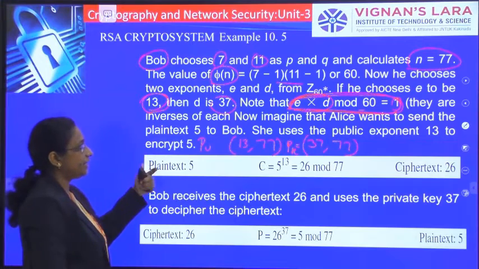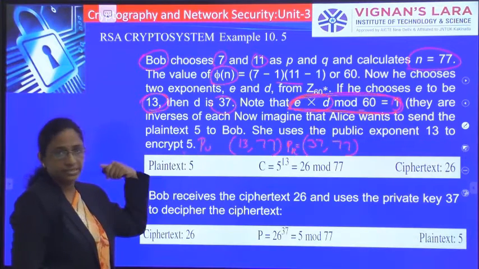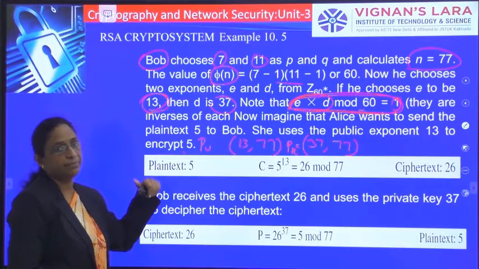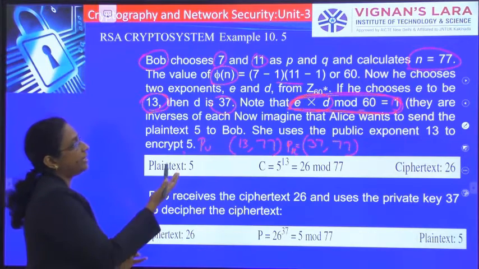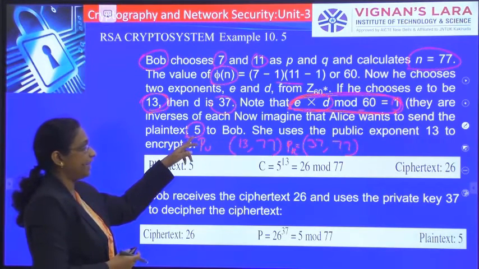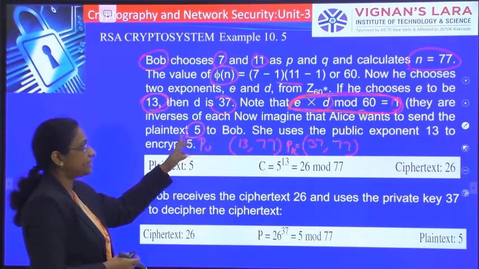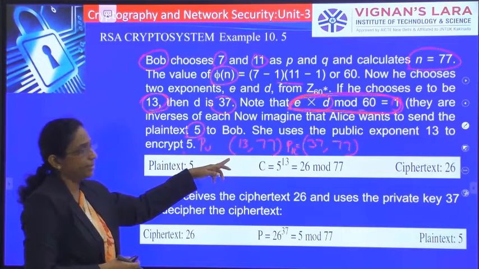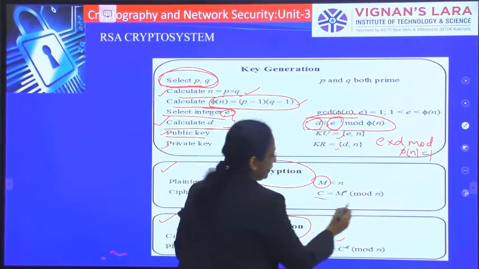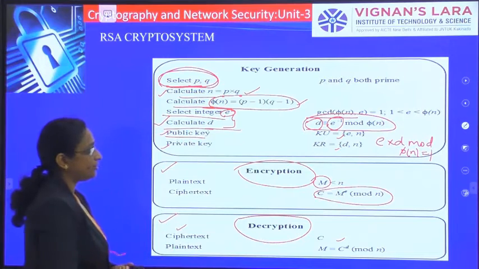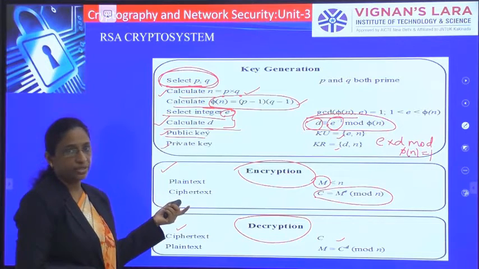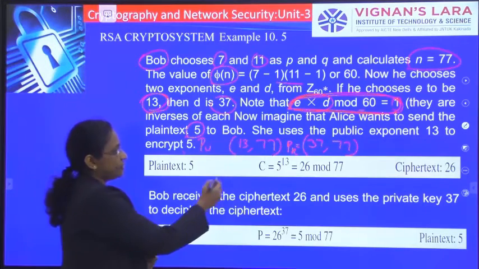After generating the public key and private key, he announces his public key to Alice. Alice has to use this public key to encrypt the message. Here Alice wants to send a plain text file to Bob, so she has to encrypt this file using the public key. The formula for encryption is C equals m to the power of E mod n.